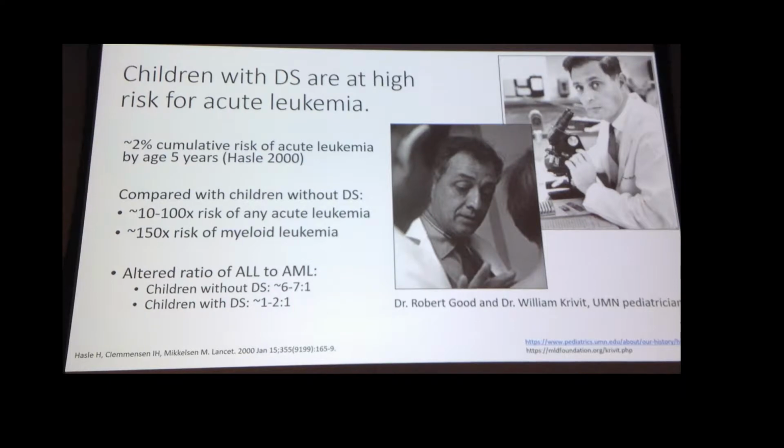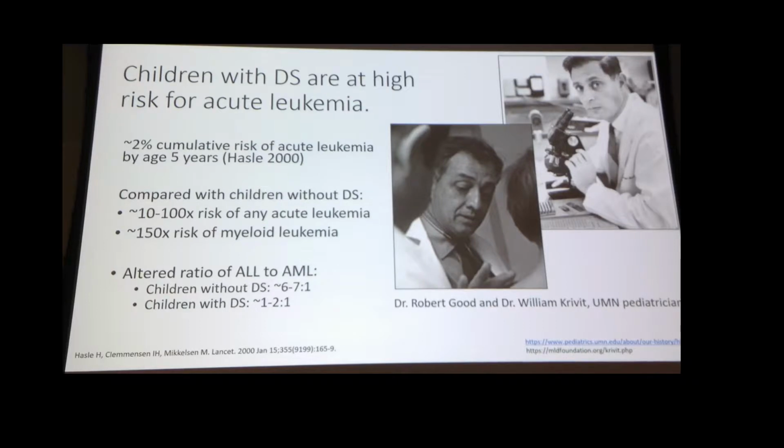So in 1957, there were a couple of pediatricians here at the University of Minnesota, Dr. Robert Good and Dr. William Krivitz, who reported their observations that leukemia is dramatically increased among kids with Down syndrome compared with children who don't have Down syndrome. It's so increased, estimates range from about 10 to 100 times the risk, that children with Down syndrome will acquire an acute leukemia compared with kids without Down syndrome, such that by age 5, 1 to 2% of kids with Down syndrome will have developed an acute leukemia.